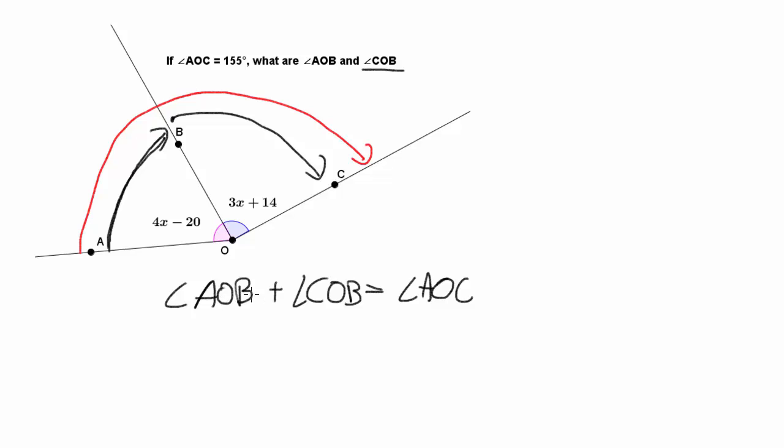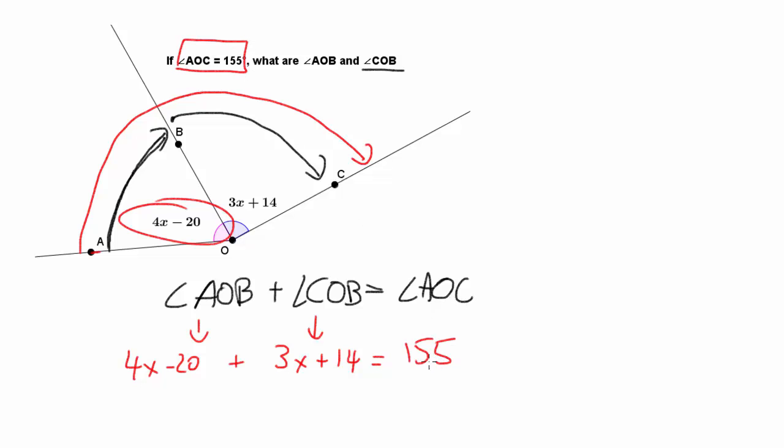Now that you were able to write a general equation for the angle addition, all you have to do is use substitution. Take a look that angle AOB is labeled as 4x minus 20, so you will replace this with 4x minus 20. Copy down the plus. Now take a look at what angle COB is labeled as, which is 3x plus 14. So replace this with 3x plus 14. Copy down the equal. And now let's write what our angle AOC is. Angle AOC is 155 degrees, so we set it equal to 155.